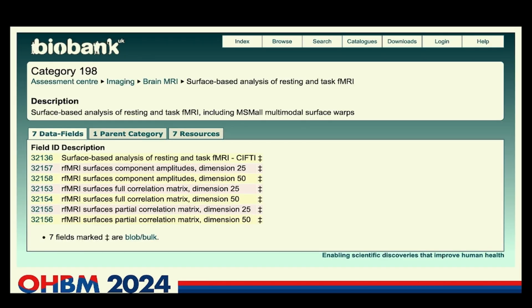Just to plug that, Matt talked about the HCP and the multimodal alignment that exists across individuals. Myself and Emma and Matt and a group at Oxford have now done this for the UK Biobank, so you can get MSM-all aligned data as part of the UK Biobank.